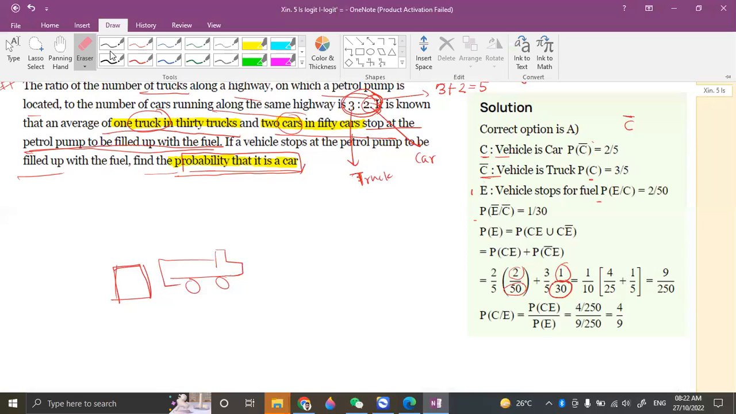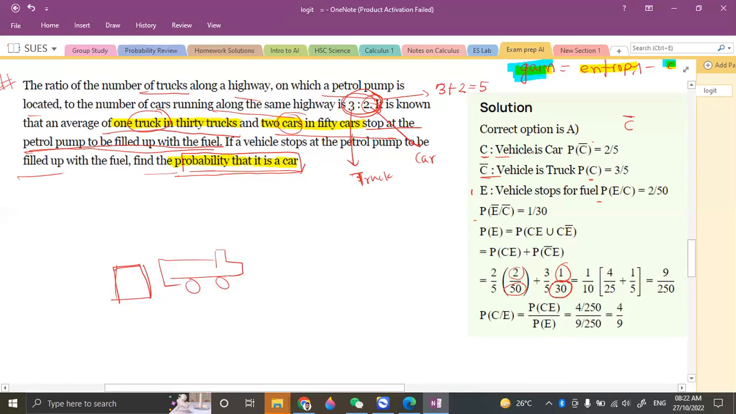Yeah, let's start again, okay? So we have to find the probability that it is a car. Now we see that we have a total of 5 vehicles. Among them, 2 are cars and 3 are trucks. So C will be the event that the vehicle is a car. So it will be 2 out of 5.